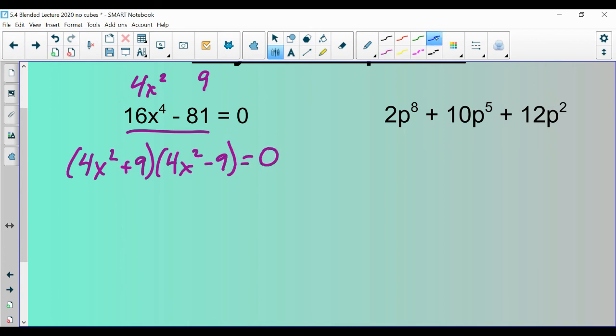Now, once again, this is still factorable. This is a perfect square minus a perfect square again. So you'd have to say, what do you square to get 4x squared? That would be 2x. And what do you square to get 9? That would be 3. And add those and subtract those, and that would be you factoring it.